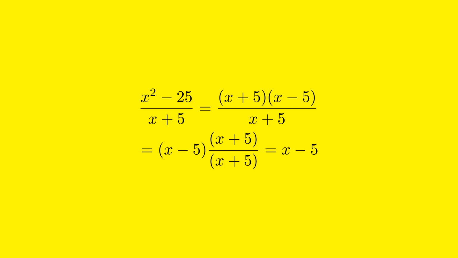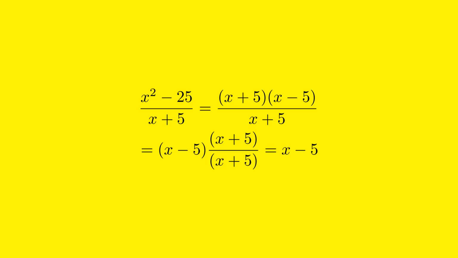When a factor appears in both the numerator and the denominator of a fraction, they can cancel each other out. Canceling out means that we divide both the numerator and the denominator by that common factor, effectively removing it from the fraction. So, we cancel out the x plus 5 in both the numerator and the denominator. This leaves us with the expression x minus 5 in the numerator and nothing in the denominator. Since x plus 5 divided by x plus 5 equals 1, the simplified form of the original expression is x minus 5 divided by 1.